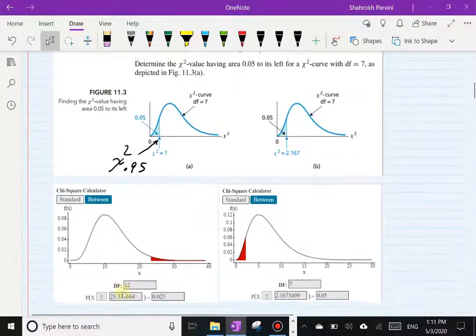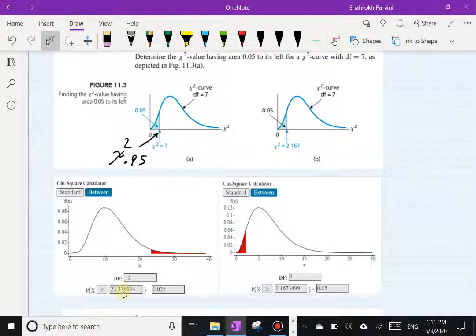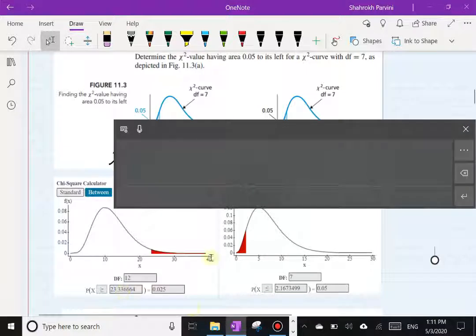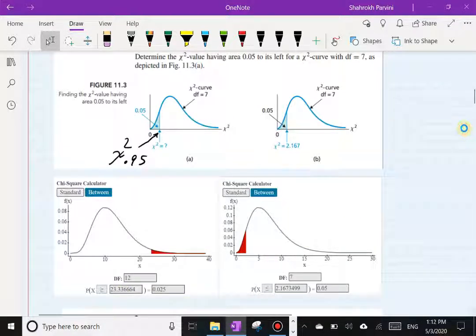For example number 2, we want the left area to be 0.5. Notice in StatCrunch, I can actually go with left area. So the adjustment you make here is the following. If you want the right tail area, greater than or equal. If you want the left tail, you go less than or equal. That's the adjustment you make here. Then again, I typed in degrees of freedom and 0.5, and this is what came out, which is exactly the same number as you see up here.